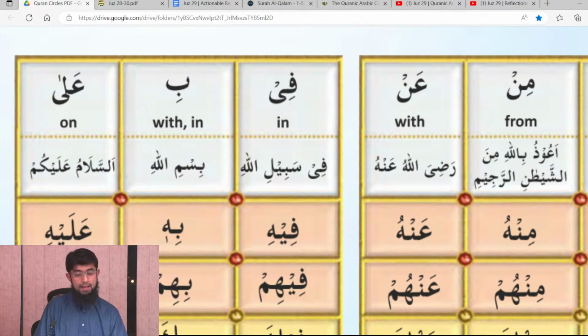So there's two things. Why is it sabili? Because of the fi. So fi is acting on sabil and making it sabili. So what is each of these translating as? Fi is "in," sabil is "way," so sabilillah is the way of Allah, or path of Allah. Clear?